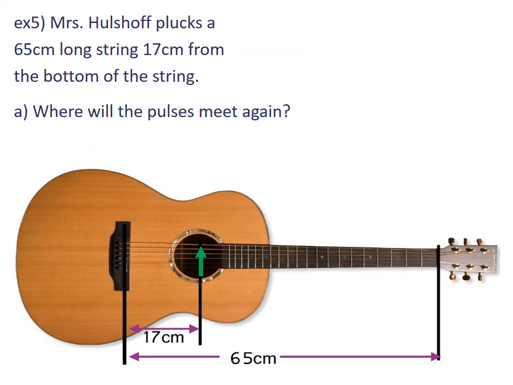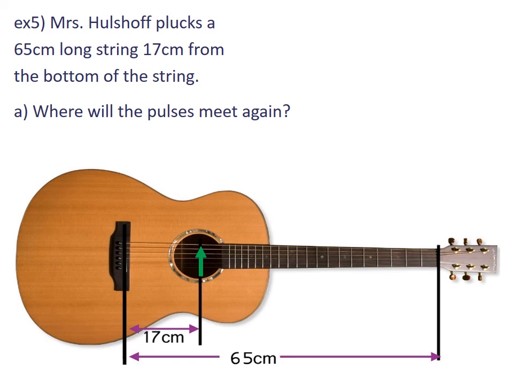Last set of examples. Example 5. Miss Holshoff plucks a 65 centimeter long string 17 centimeters from the bottom of the string. Where will the pulses meet again? Well, the pulse is going to go to the left and to the right at the same time. They're also going to travel the exact same speed because it's the material that dictates how fast the wave travels. And they're both going to be traveling inside of the same string that she has plucked.